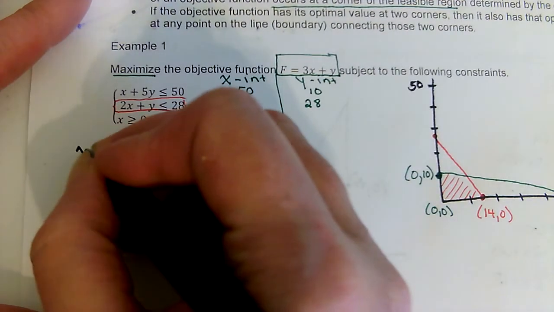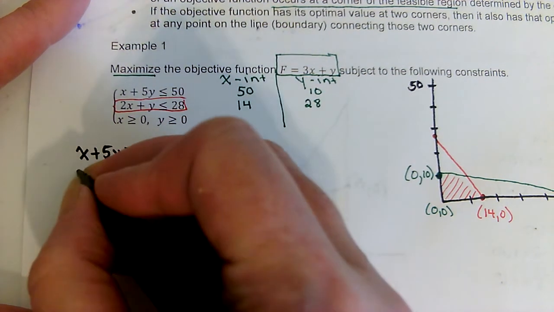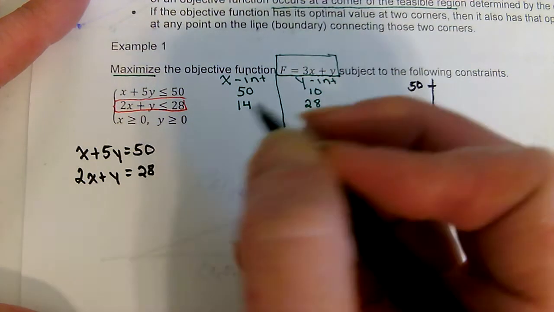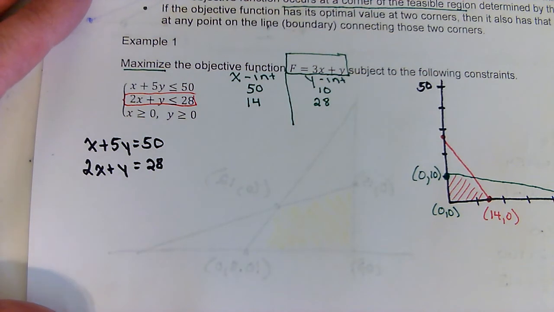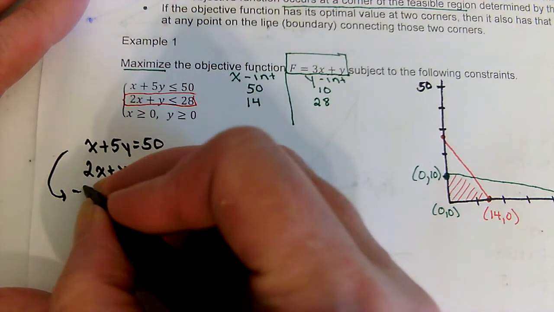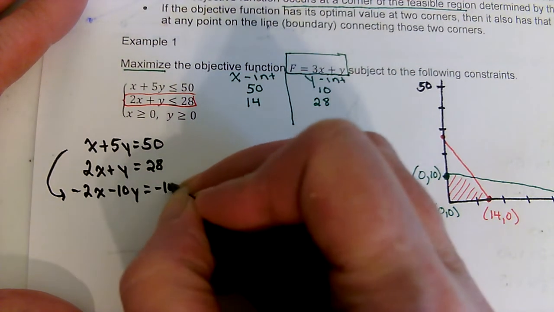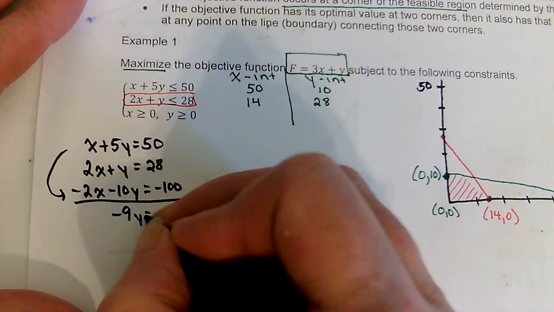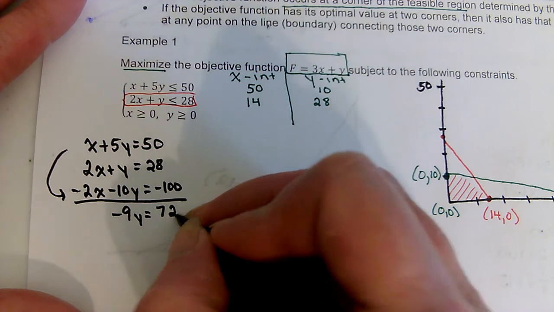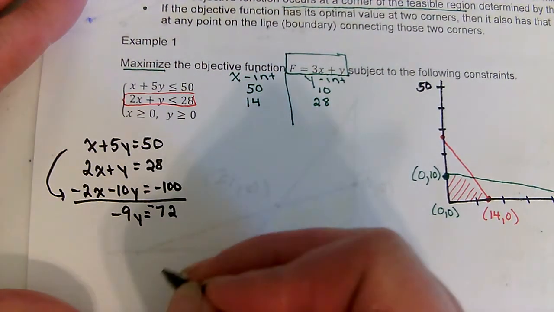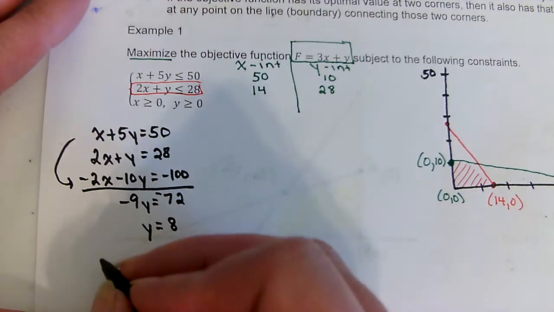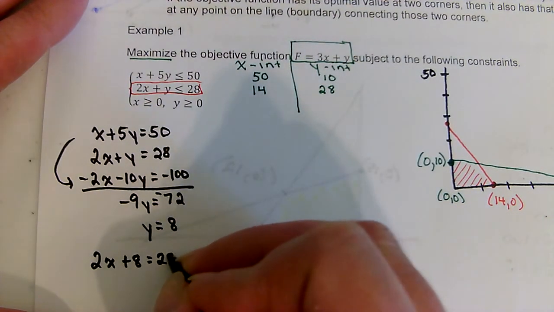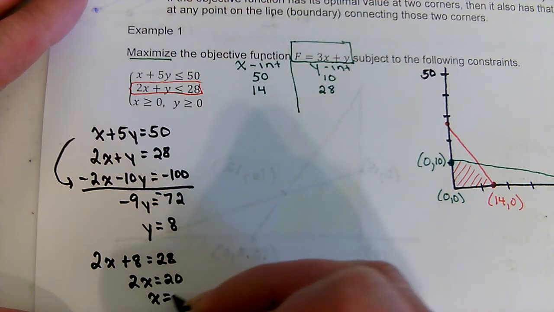So I need to solve this system of equations. And you've learned lots of ways to solve systems. You could solve for y and put them in the calculator. You could use matrices. I think I'm going to do it algebraically, just because I'm crazy like that. So I'm going to multiply the first one by -2 and get -2x - 10y = -100. When I add them together, I get -9y = -72, sorry. And then if I divide by 9, I get y = 8. If I plug that back in, let's say to that second one, 2x + 8 = 28. 2x = 20. x = 10.